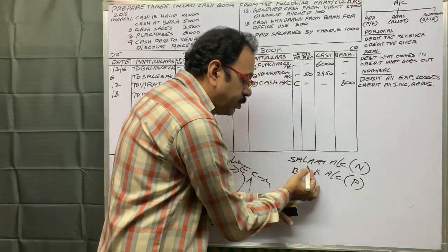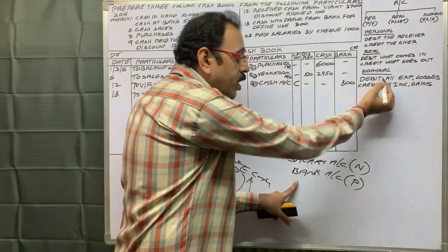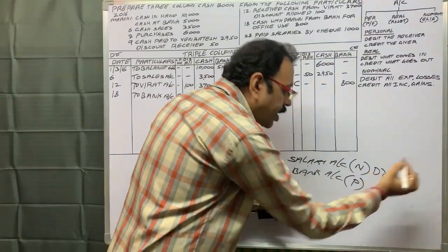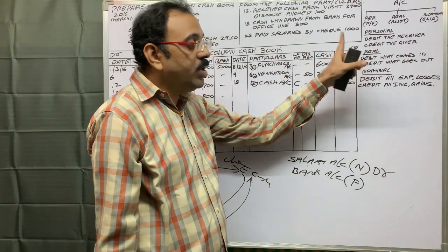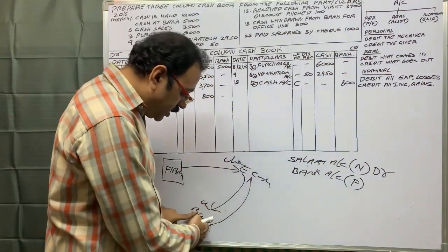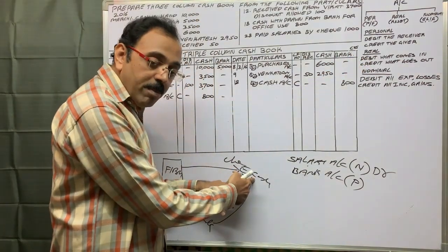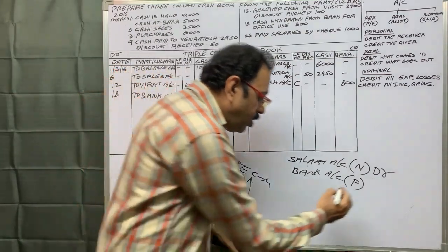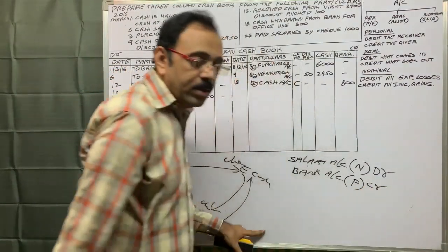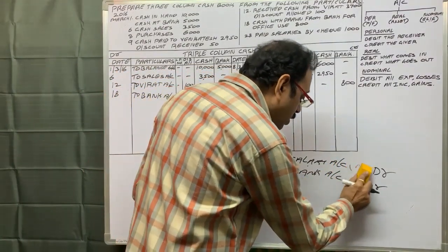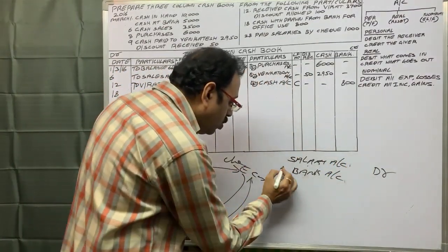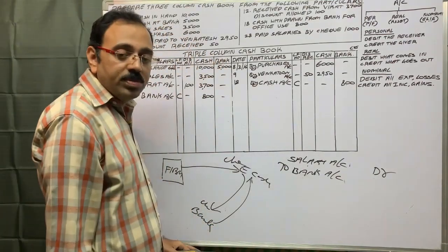Since salary is an expenditure, according to the nominal account rule, we have to debit salary account. And personal account rule: debit the receiver, credit the giver. Bank is giving money to the employee, no? Bank is a giver. Therefore, we should credit bank. Then the final entry is salary account debtor to bank account.